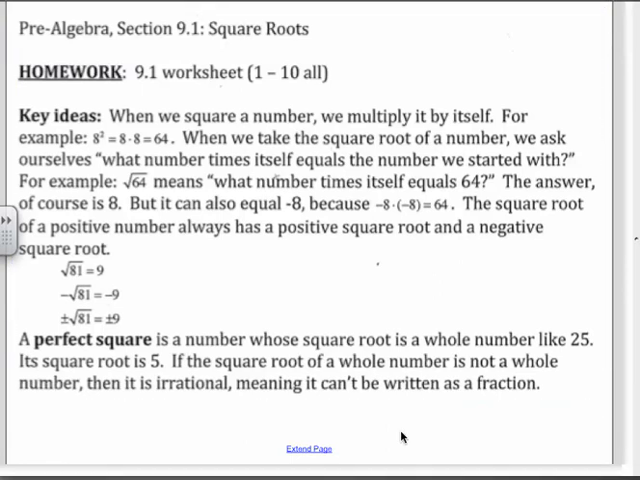Okay, guys. Pre-algebra, section 9.1, square roots.